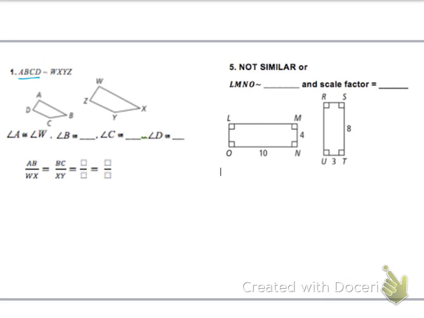So I can write it that way too. So B is going to match with angle X, C is going to match with angle Y, and D will match with angle Z. My sides should be proportional as well. So I've already done AB and WX. Then I did BC and XY, so I could do DC matching with ZY, and then AD, my last one, would have to match ZW.